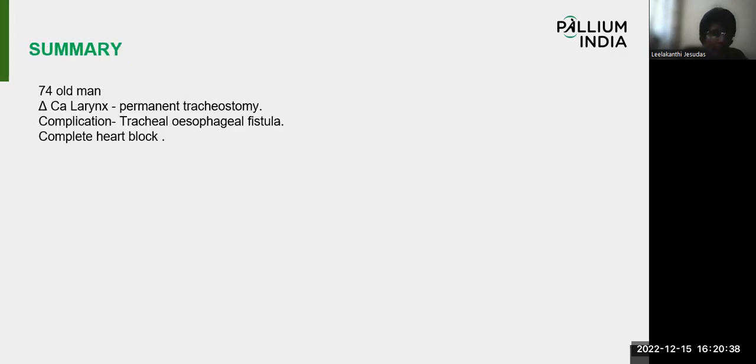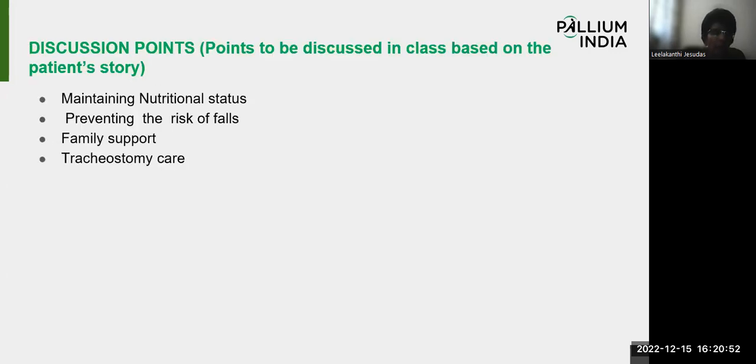Next slide. Summary: 74-year-old man with CA larynx with permanent tracheostomy. Complication was tracheoesophageal fistula, and then he had a new problem: it was a complete heart block. Discussion points: maintaining nutritional status, preventing the risk of falls again, and also family support and tracheostomy care.